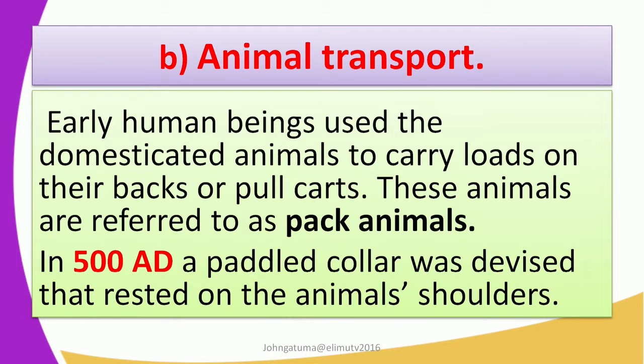In the year 500 AD, a padded collar was devised that rested on the animal's shoulder. The main purpose of the padded collar was to assist the animals when pulling carts or carrying goods on their back, so that it would not hurt their flesh. This was very applicable because animals could carry goods over a long distance and pass through dry areas, which is why we call these animals draught or pack animals.